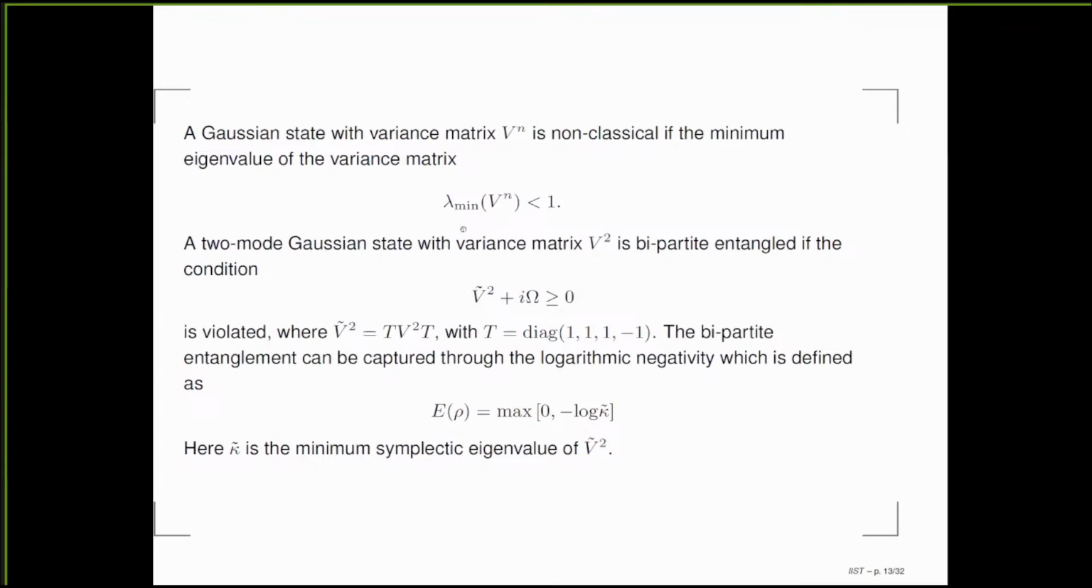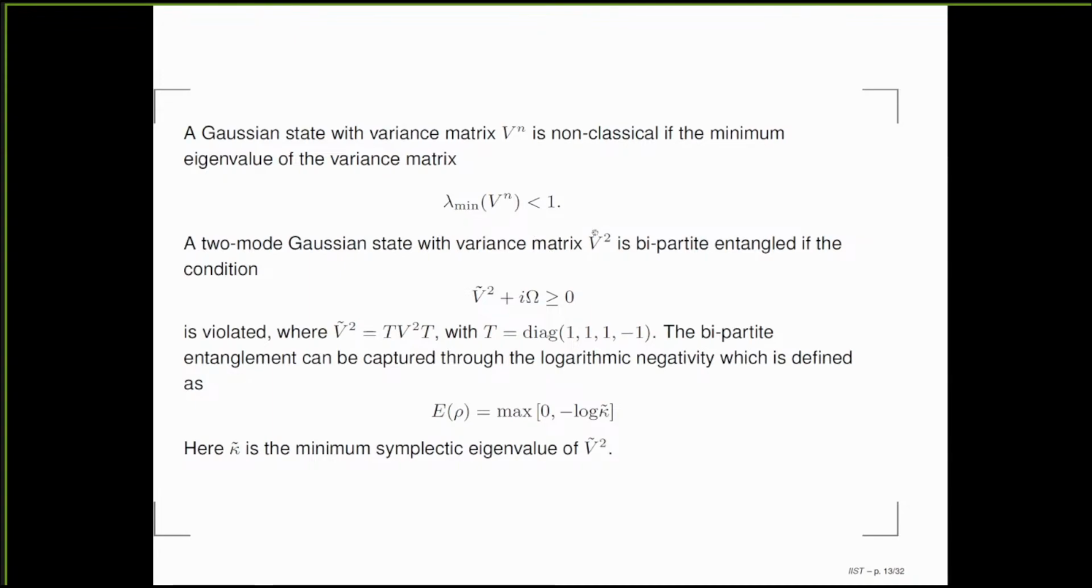If you're able to calculate the eigenvalues of the given variance matrix, and the minimum eigenvalue turns out to be less than 1, then the state turns out to be classical, quote unquote, in the sense of Professor E.C.G. Sudarshan. Okay.